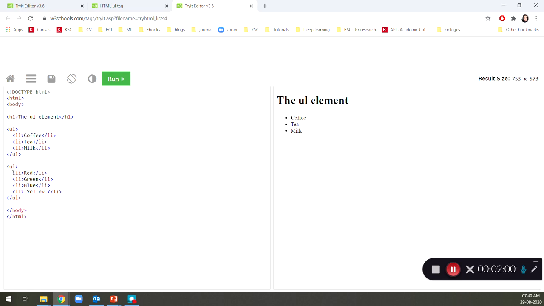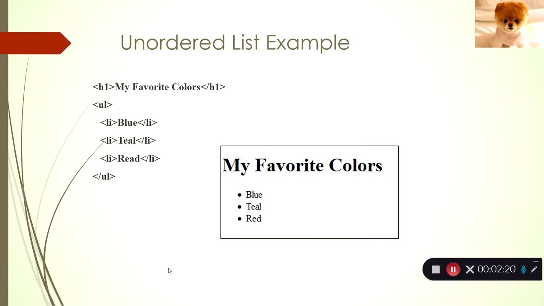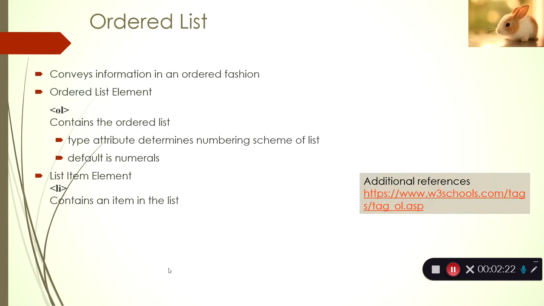Now we will create another list like this. We will see how to change these bullet points from this normal circle to different symbols. We'll see that later, but just learn the structure of the UL tag. We'll learn about the attributes later on. So that is about the unordered list. The next thing that we are going to see is the ordered list.